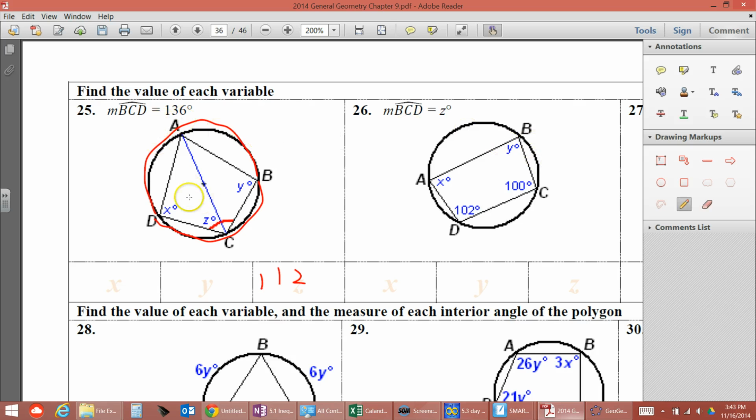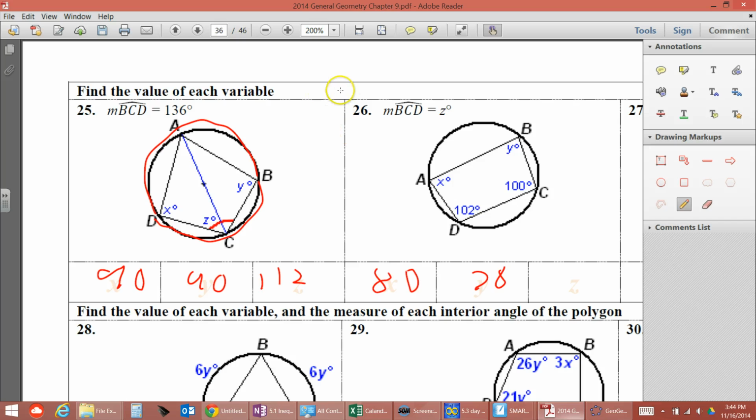Okay, so we know what Z is. Now, since AC is obviously a diameter, we know that angle Y should be 90 degrees because it's an angle of a diameter, and angle X has to add to 180 with Y because they're opposite angles of a quadrilateral. So we know it also has to equal 90. And we're done. Over here, if this one's 100, X has to be 80 because they have to add to be 180. If this one's 102 and this one's Y, then this has got to be 78 because it has to add to be 180.